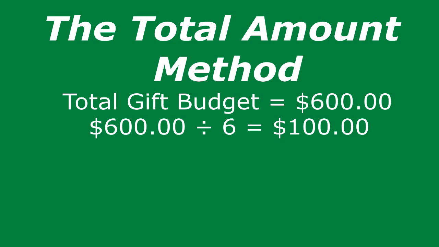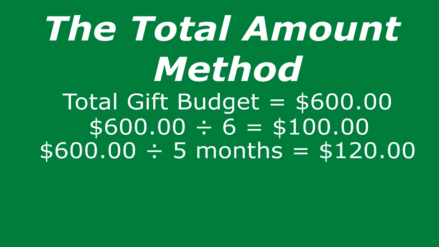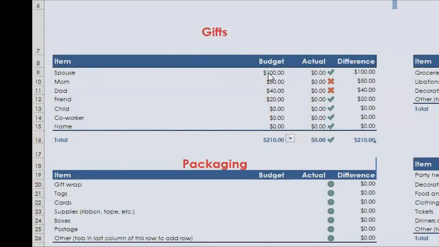So let's say that $600 is the amount that I'm comfortable with. And now, again, I have 5 months to save. So I'm going to divide that by 5, and I get $120 that I need to save every month between now and Christmas for my holiday gift budget. And so any way that you decide to do this, it would behoove you to put the dollar amount for each person into the budget section of this spreadsheet, even if the dollar amount is the same for each person.